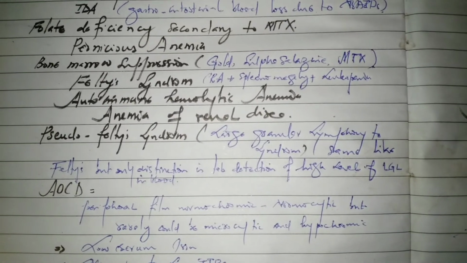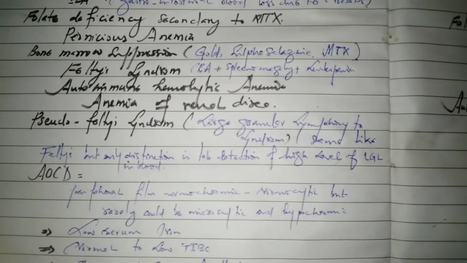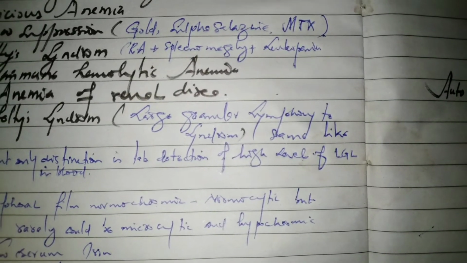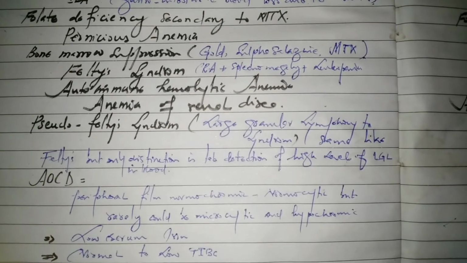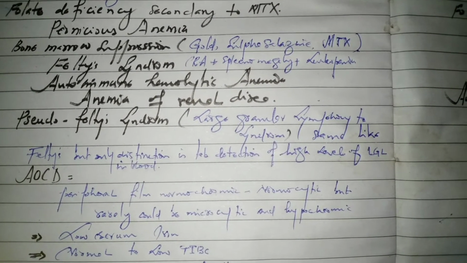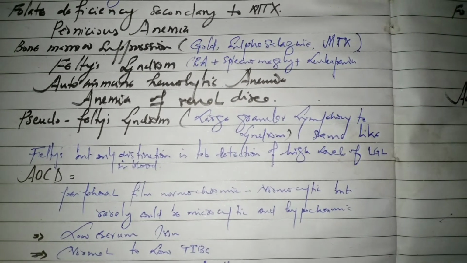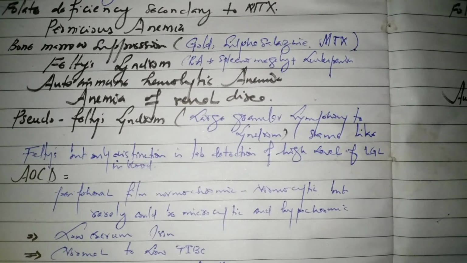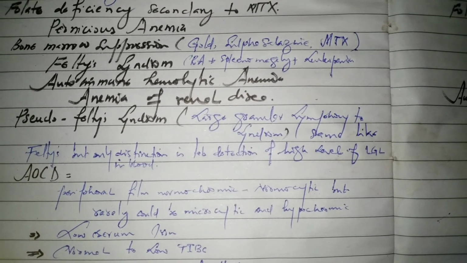anemia. Pseudo-Felty syndrome. This is also known as the large granular lymphocyte syndrome. The patient typically presents just like that of Felty syndrome. It is a theoretical diagnosis. On the CBC, you would have large granular lymphocytes, that is the LGL.